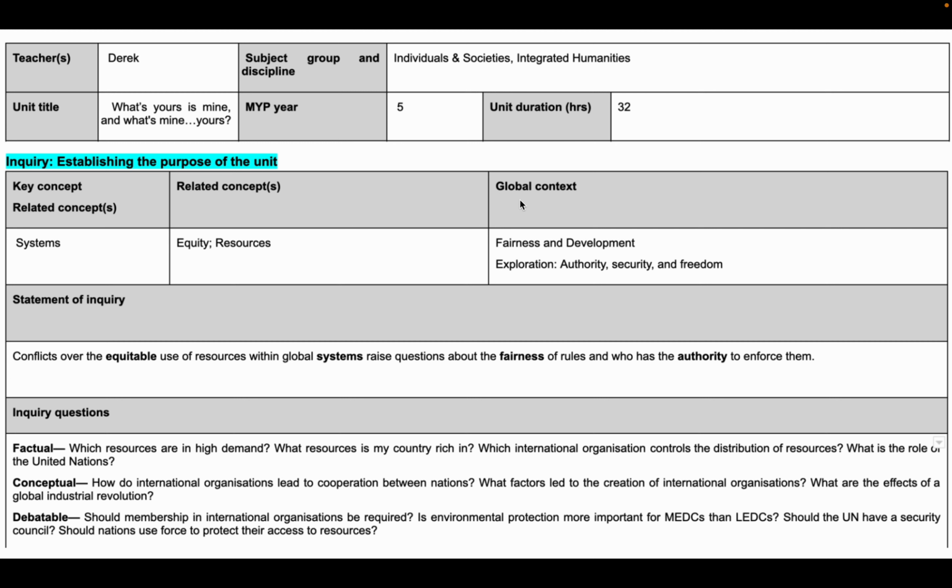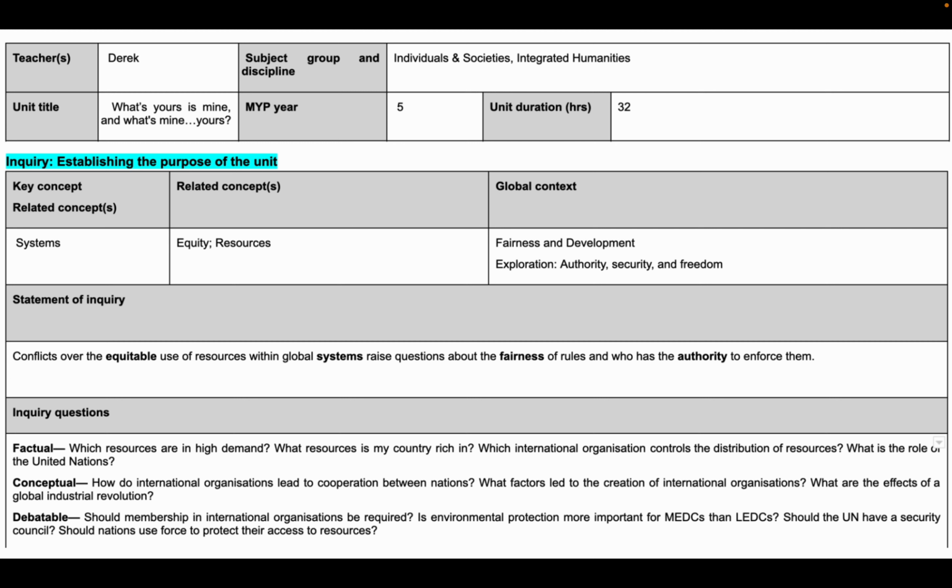And then for the global context, I chose from the six: fairness and development, orientation in space and time, and the exploration, authority, security, and freedom. I've combined all of these three parts into one sentence, which is a statement of inquiry. And I bolded the parts that are directly related. So conflicts over the equitable use of resources within global systems raise questions about the fairness of rules and who has the authority to enforce them.